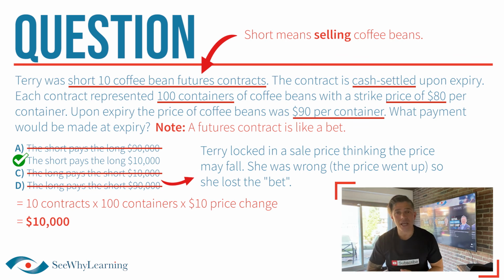And that's the answer. So really, it's that simple. If you get a question like this, think of a futures contract like a bet, and ask yourself, what bet did the person make? If they were right, they're going to be receiving money. If they were wrong, they're going to be paying money if it's cash settled. And then just do the math.